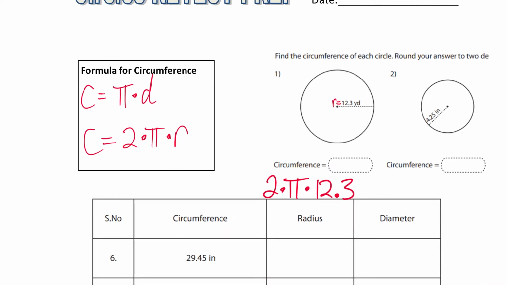So type that in your calculator quick. 2 times pi times 12.3. 77 point what? 28. Remember on your calculator, just use that pi key.